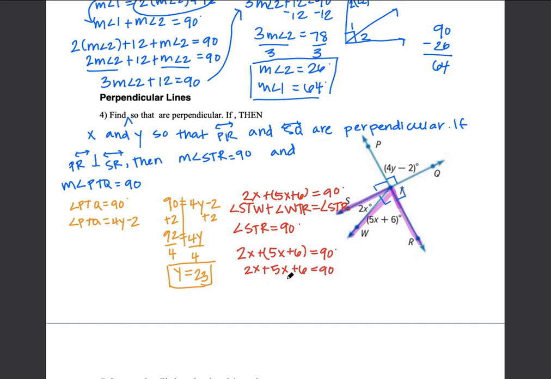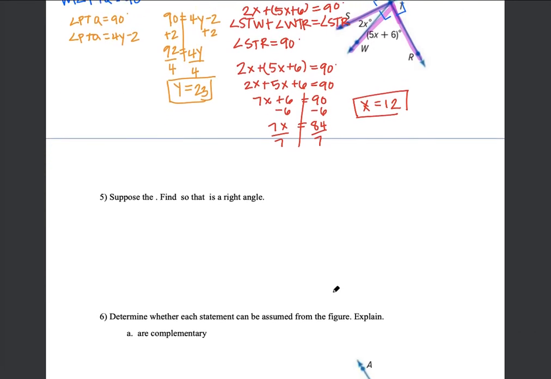I want to get x by itself, so I need to combine like terms first. 2x plus 5x, that's 7x. So I have that plus 6 is equal to 90. I want to get x by itself, right? So I subtract 6 on both sides. I'm left with 7x on the left side, and then I have 90 minus 6. 90 minus 6 is just 84. I want to get x, so I divide both sides by 7. So I get x is equal to 12. Okay? Cool. Let's move on.